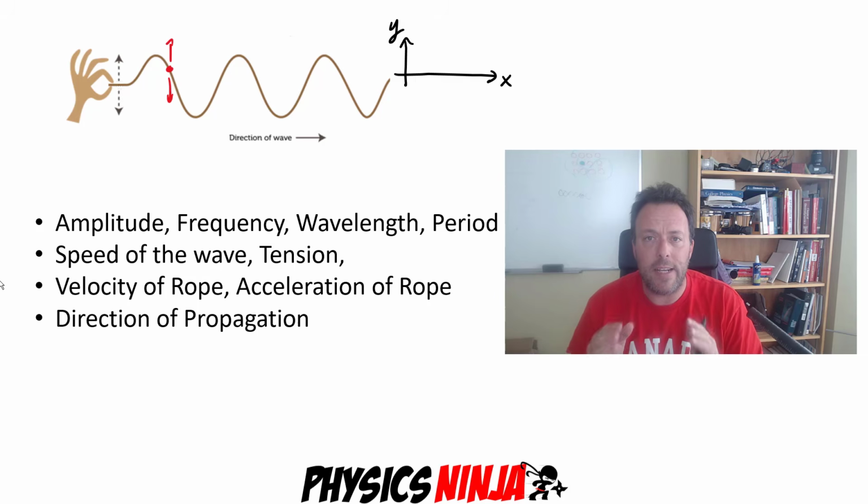And given any kind of general expression for a wave traveling on a string, I want you to be able to calculate the direction that this wave is moving, right? We should be able to just look at the expression and determine whether it's moving to the right or to the left.